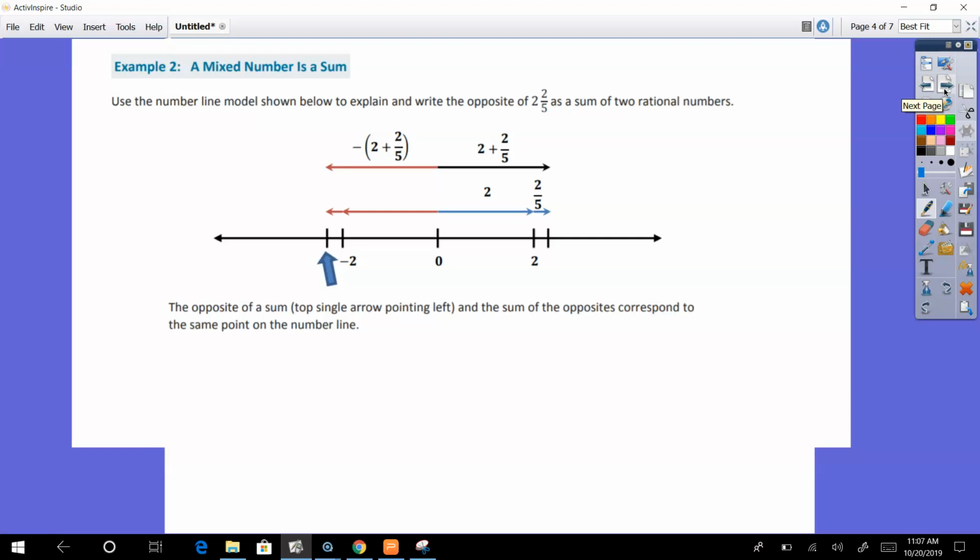So, in example 2, a mixed number is a sum. We are looking at it to see how we could rewrite it using addition. So 2 2/5 means 2 plus 2/5. So you have 2 wholes and then you have 2/5.